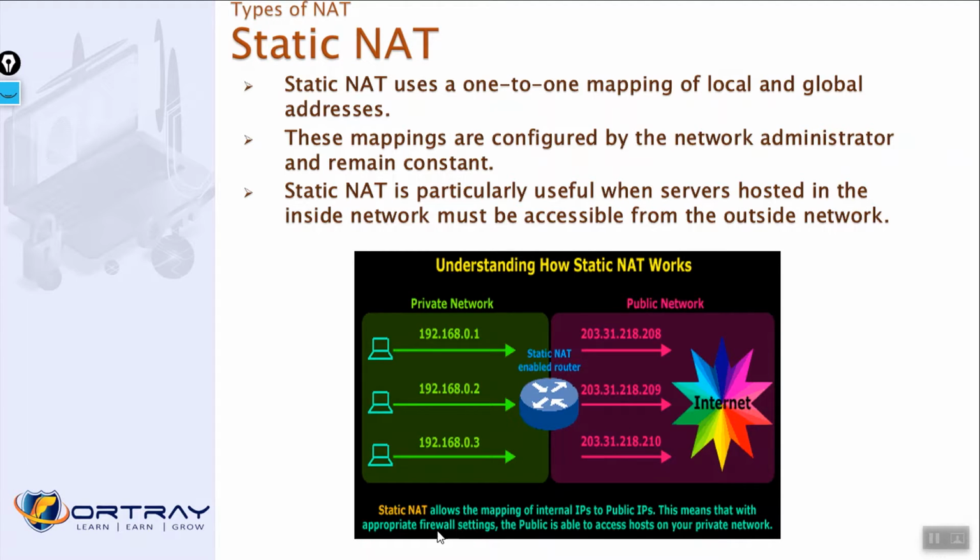This means that with the appropriate firewall setting, there is public access to the network. Basically, if you are sitting outside and you want to access this server, you will be hitting this IP all the time, and you will be diverted to the actual machine IP. Basically, if you want to expose some of the servers outside to the internet, you use static NAT.